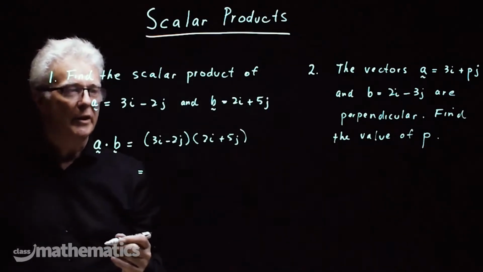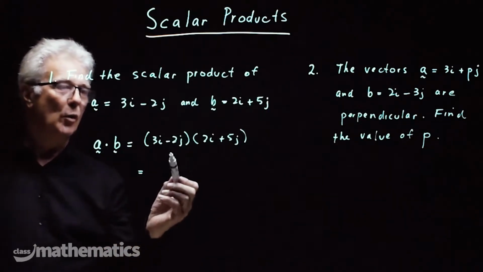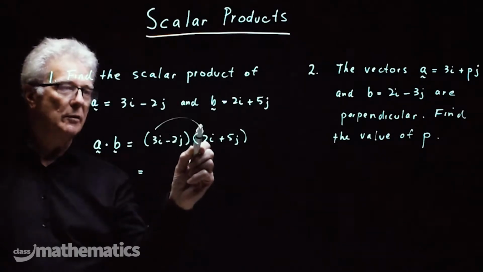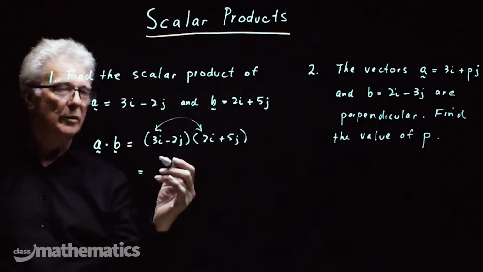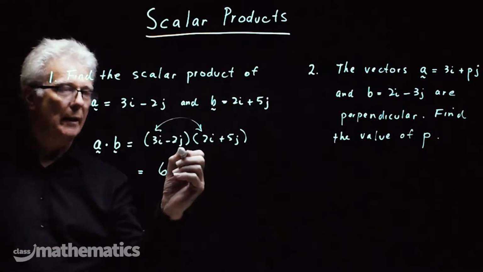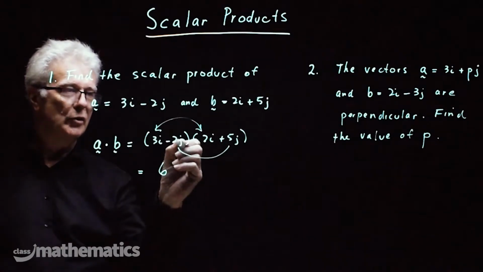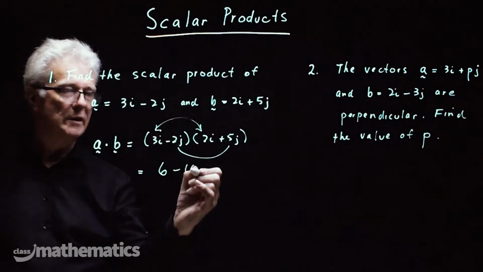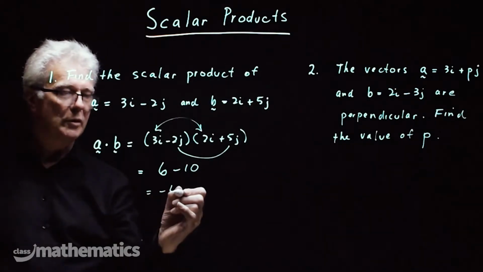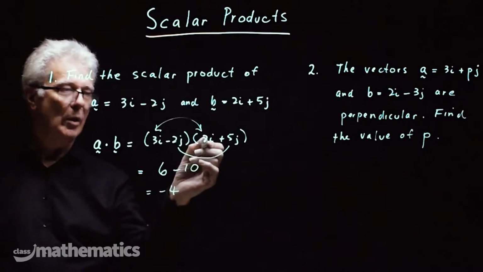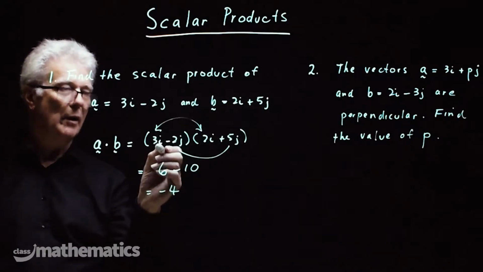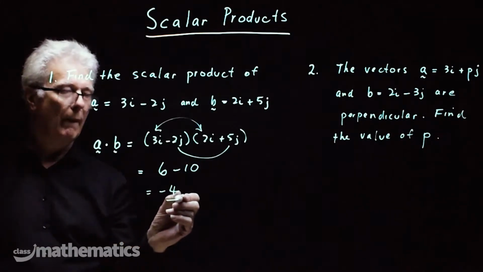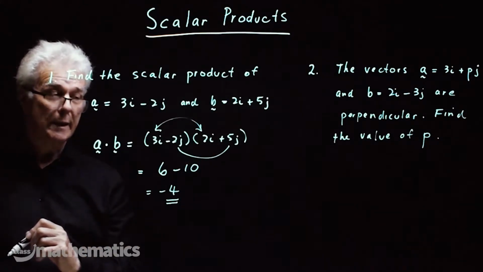Now the multiplication is very simple, because all you need to do is multiply these two together, which gives me 3 times 2, which gives me 6. And these ones together, minus 2 times 5 is minus 10, which gives you minus 4. All the others drop out because an i and a j will give you a 0, but the i's will give you the 1s. And that's the scalar product, that easy.